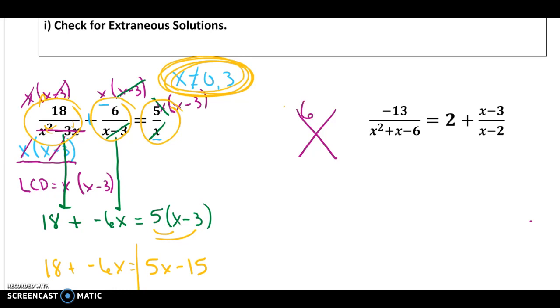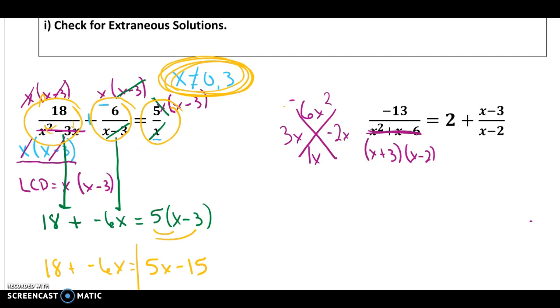So I need factors of -6 that get me to 1. And that would be 3x and -2x. And this is easy factoring because it's x squared. So x squared plus x minus 6 will turn into x plus 3 and x minus 2. So this denominator is no longer needed because I have it in its factored form.